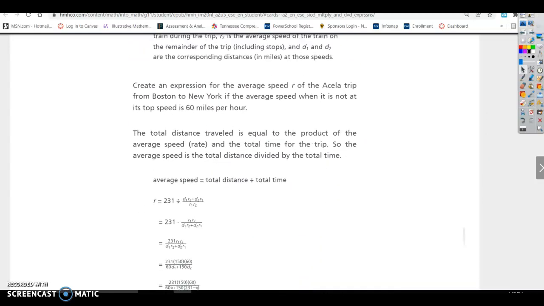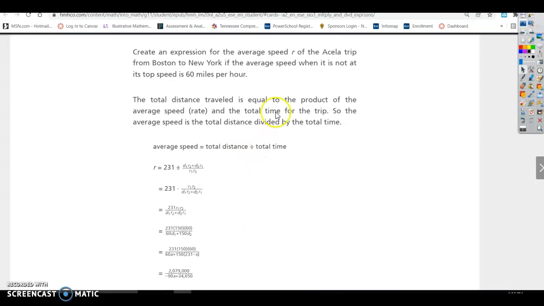All right, so it says create an expression for the average speed R of the Acela trip from Boston to New York if the average speed when it is not at its top speed is 60 miles per hour. All right, so it says the total distance traveled is equal to the product of the average speed and the total time for the trip. So the average speed is the total distance divided by the total time. So here's our equation. Average speed equals total distance divided by total time.